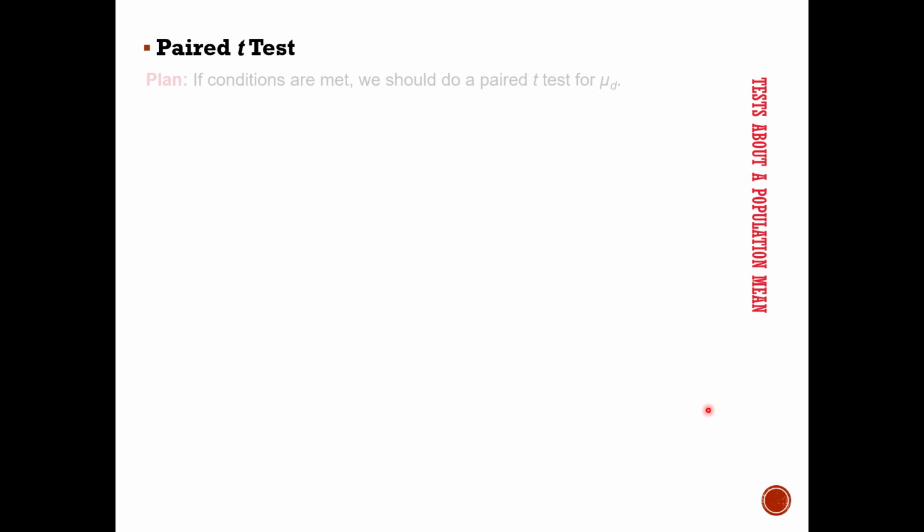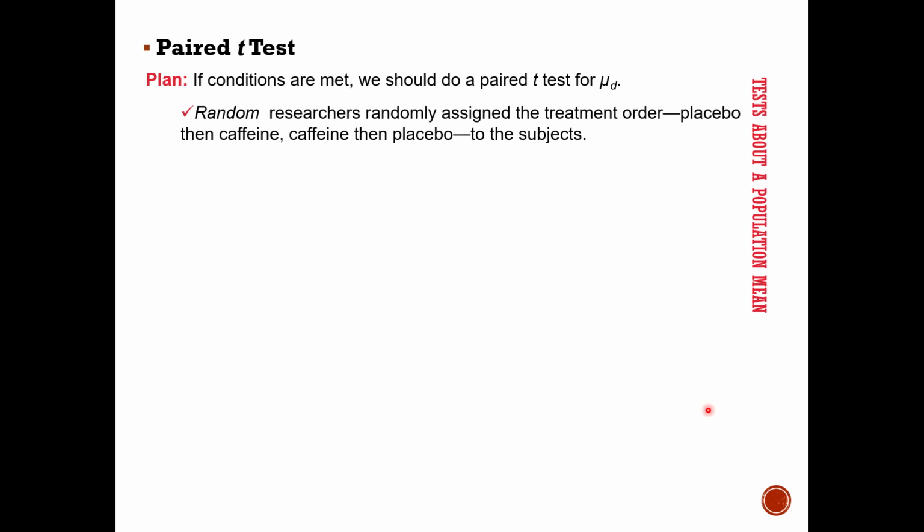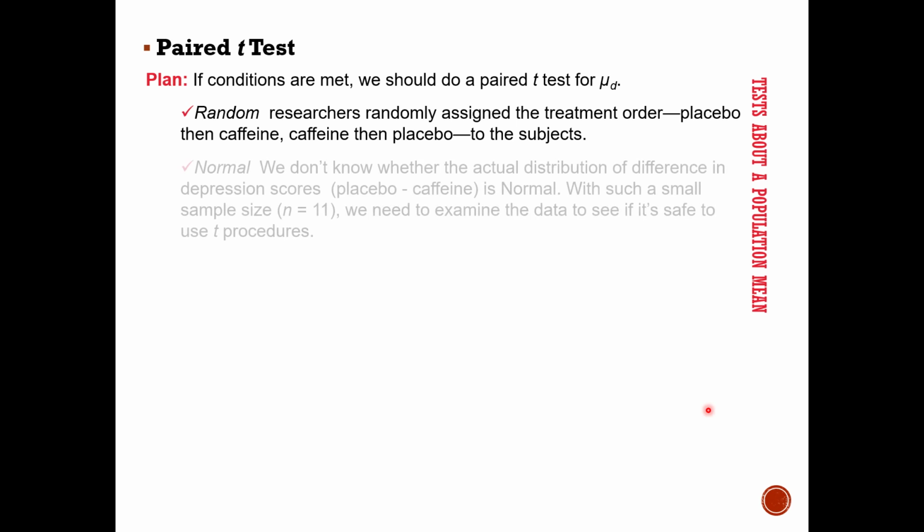Great transition. So now our plan step. We do need to hit those conditions again. If the conditions are met, we're going to do what's called a paired t-test for mu D. So as far as random goes, we did randomly assign the treatment order, and I'm assuming that, yeah, that was randomly assigned to the 11 subjects. Now, no idea how they split the 11 subjects down the middle, or I'm not sure what method they used. I'm going to hope that it was something good and truly random, but we'll trust them on that.